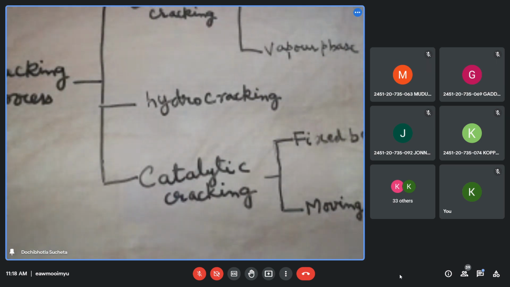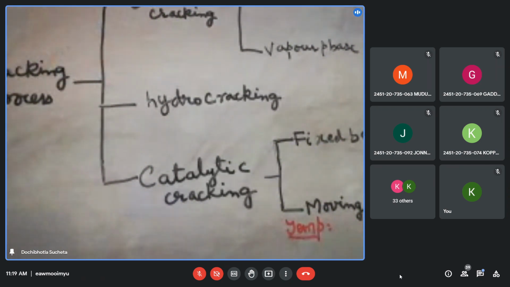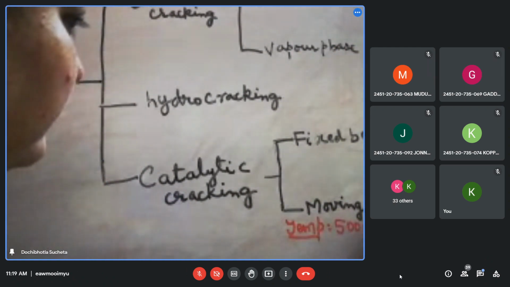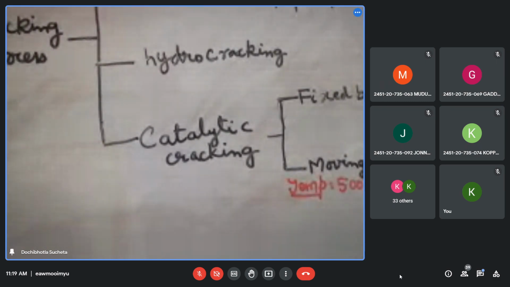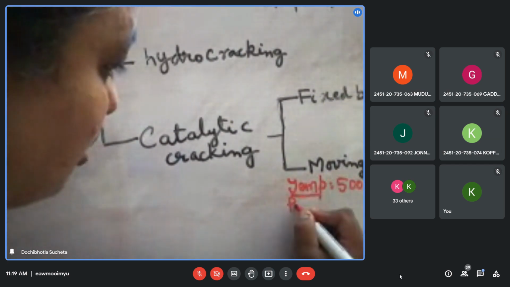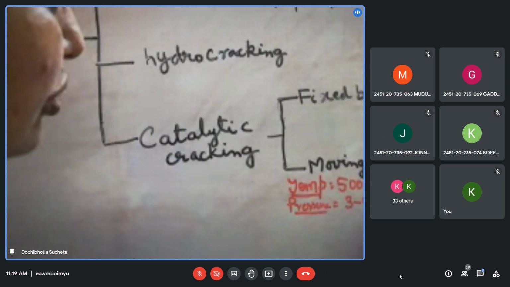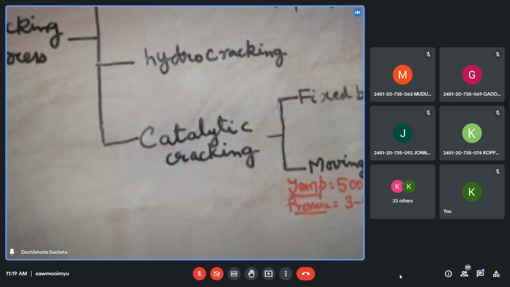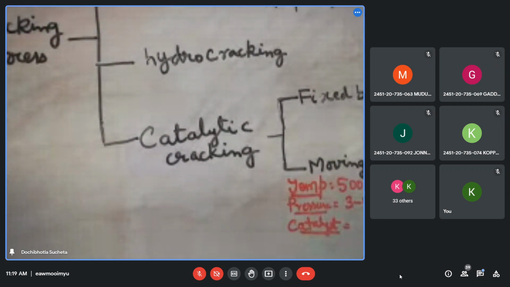Okay, for you to remember, I'll just write the requirements and I'll start this. Okay, because this is there in your syllabus, I'll write here, when I'm doing the moving bed catalytic cracking, I'll write temperature, operational temperature is from 500 to 530 degrees centigrade. That's the operational temperature. Pressure of 3 to 4 kgs per centimeter square is used. Okay. And the catalysts that are used are, this is important, catalyst is zeolites, okay.